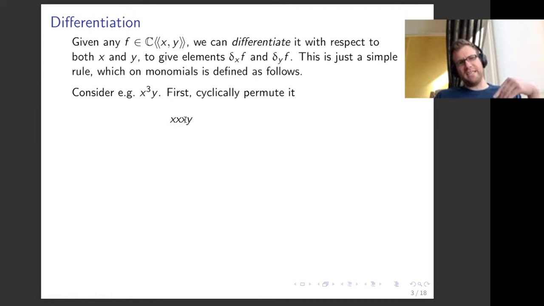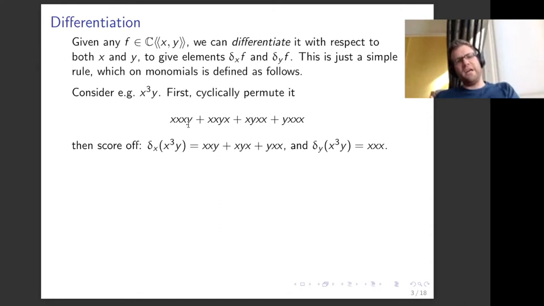What I'm going to do is cyclically permute it. That means I take my x and move it to the right, and it comes here. And so I get x, x, y, x. And I do the same: I take the first element here and move it to the right, and the x moves there. Then there's my x here, I move it to the right. And when I move this to the right, I get back to where I started, and so I stop. This is the cyclic permutation of my element.